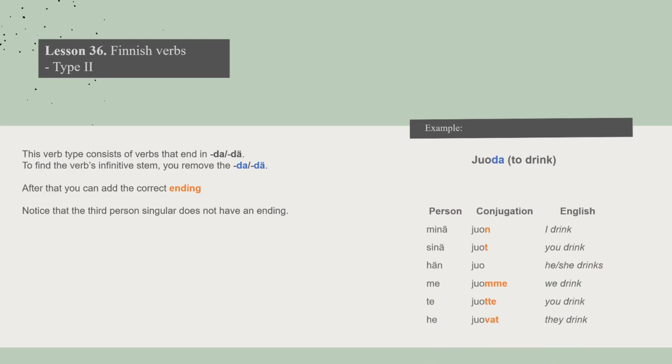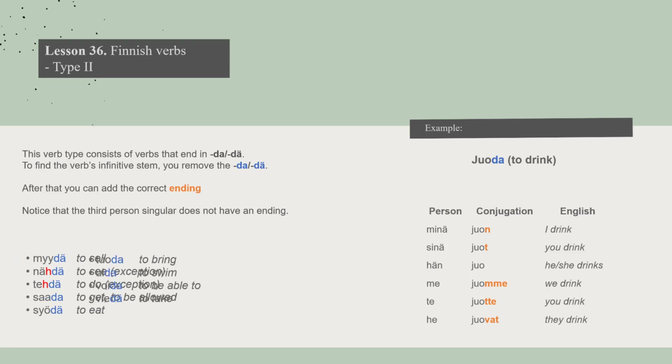Juoda. Minä juon. I drink. Sinä juot. You drink. Hän juo. He drinks. She drinks. Me juomme. We drink. Te juotte. You drink. He juovat. They drink.